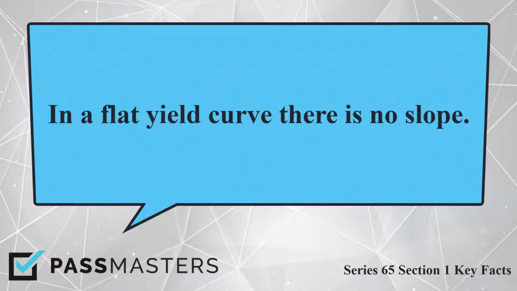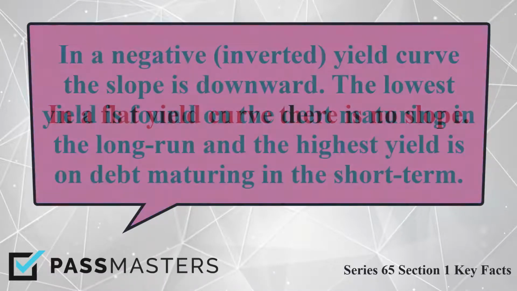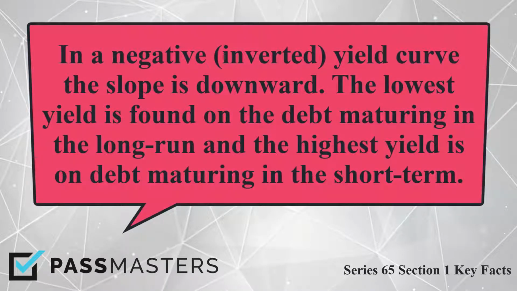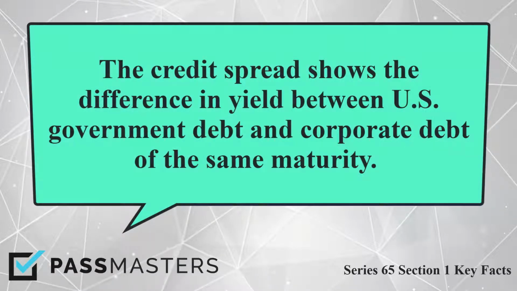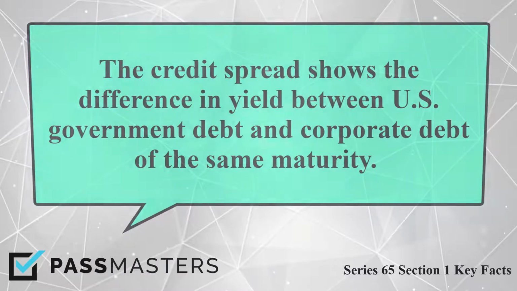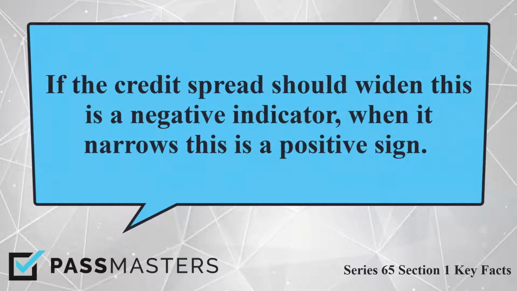In a flat yield curve, there is no slope. In a negative, inverted yield curve, the slope is downward. The lowest yield is found on the debt maturing in the long run, and the highest yield is on debt maturing in the short term. The credit spread shows the difference in yield between U.S. government debt and corporate debt of the same maturity. If the credit spread should widen, this is a negative indicator. When it narrows, this is a positive sign.